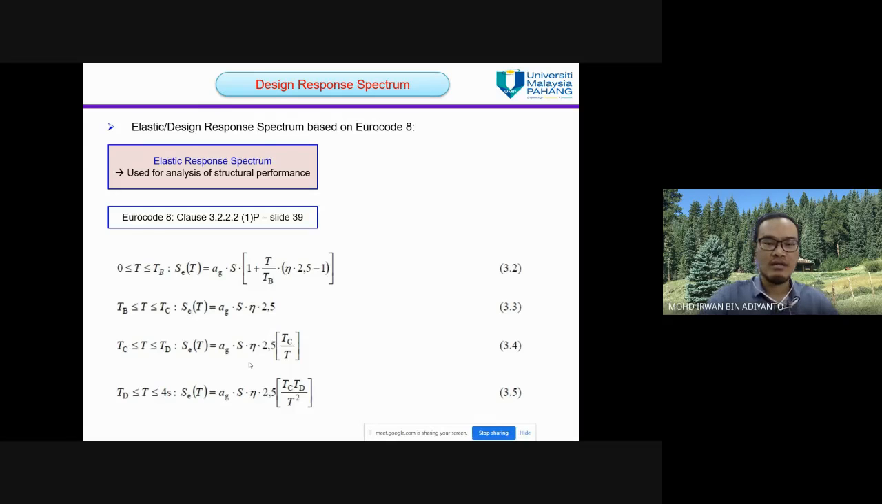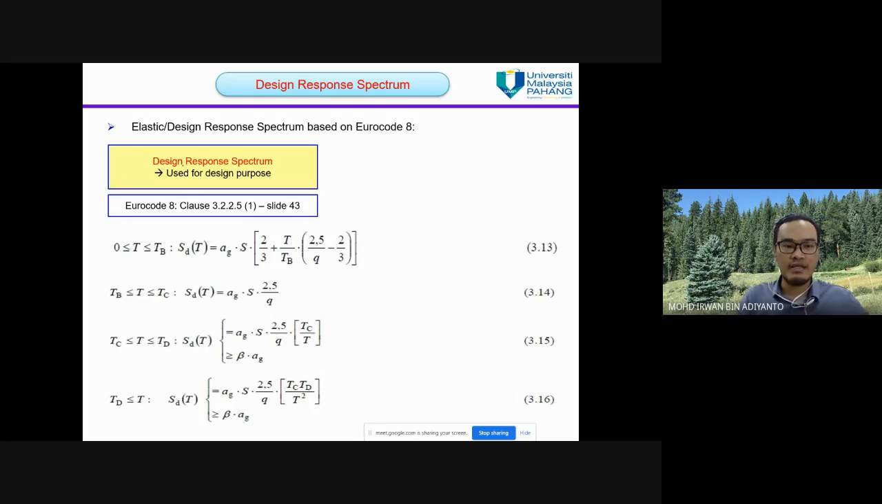Alright, no question. So in Eurocode 8, this is the equation used to develop the elastic response spectrum. We use equations 3.2, 3.3 up to 3.5. And for the design response spectrum, which is for design purposes, you can find it in slide 43 in the Eurocode PDF. We refer to equations 3.13, 3.14, 3.15, and 3.16 to develop the design response spectrum.